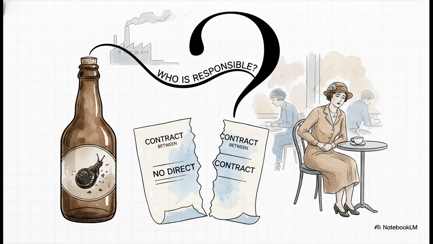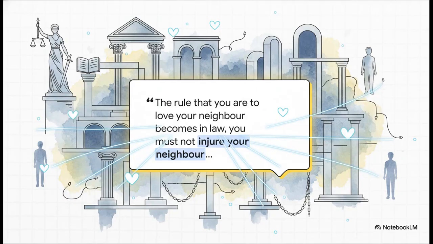This simple, kind of gross incident raised a huge question for our modern world. Who's responsible when your actions hurt someone you've never even met? And this is where Lord Atkin's answer was just brilliant. He took a universal moral idea, love your neighbor, and turned it into a core legal principle. He literally asks, who in law is my neighbor? And his answer, well, it changed everything.